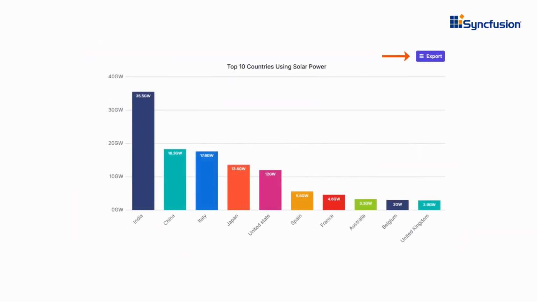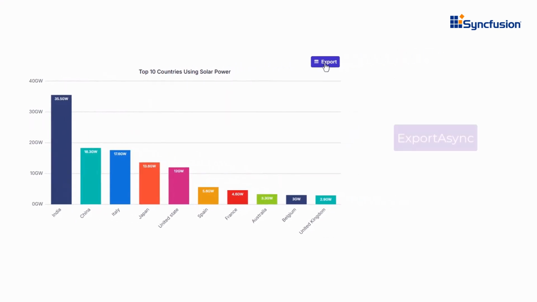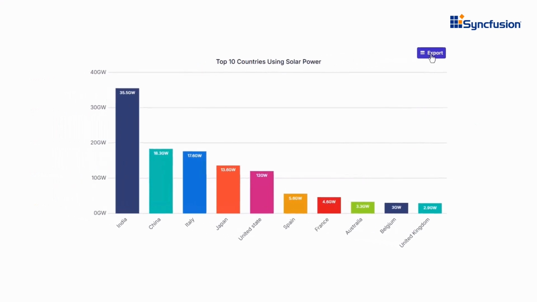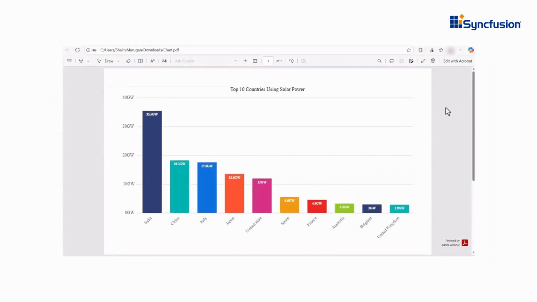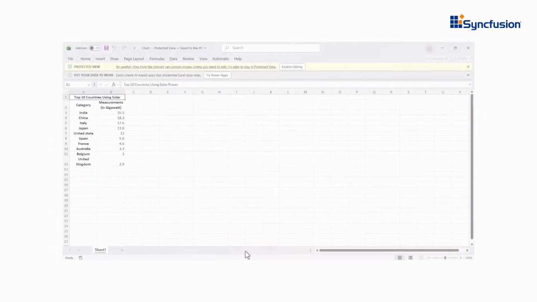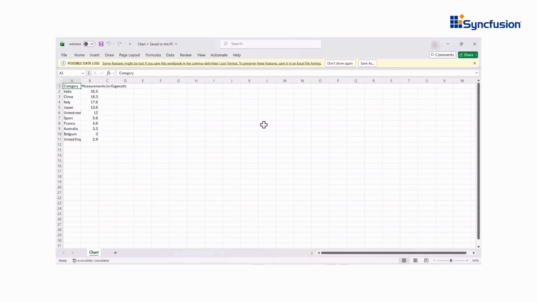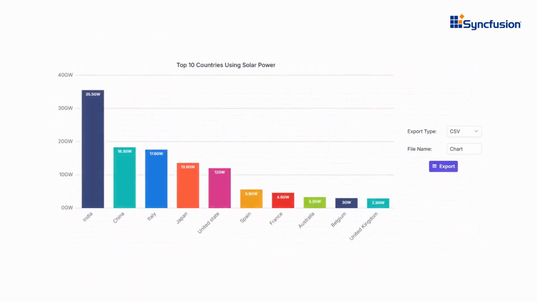Let's start with exporting. Syncfusion Blazor Charts lets you export a rendered chart with the export async method. You can save charts as images like JPEG, PNG, or SVG, generate PDFs for documents, or export the chart data to Excel or CSV formats. Just choose the export type and file name, and the chart is ready to download.